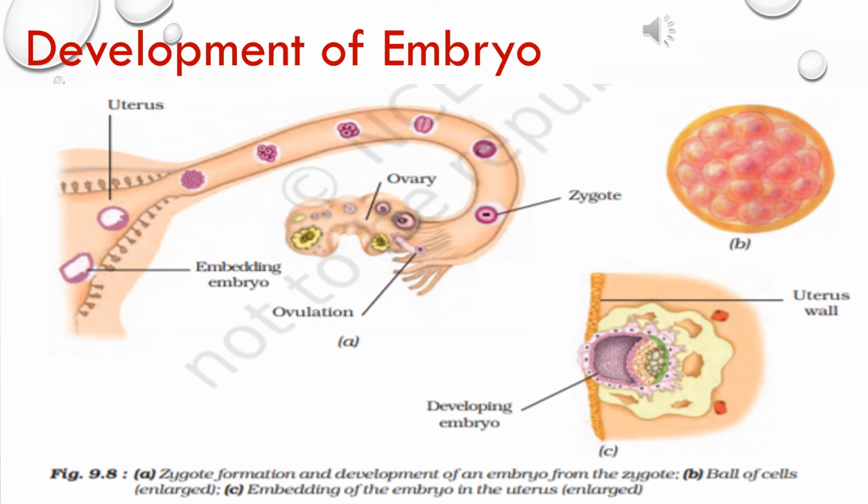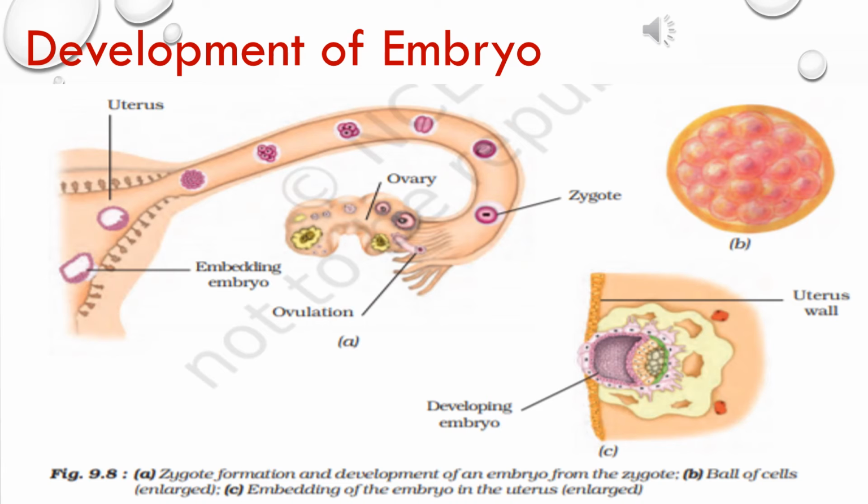So once the fertilization has taken place, the zygote will be formed. This zygote further develops into an embryo. So this fertilization results in the formation of the zygote, which begins to develop into an embryo, children. The zygote divides rapidly to give rise to a ball of cells.